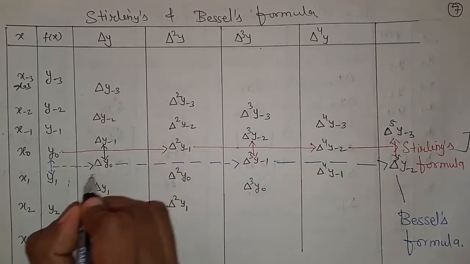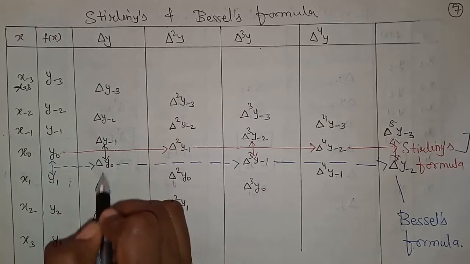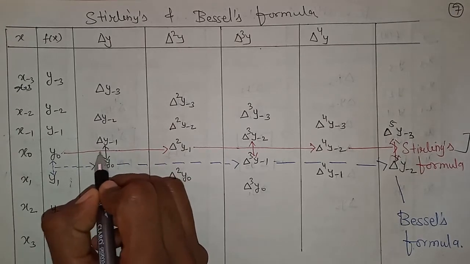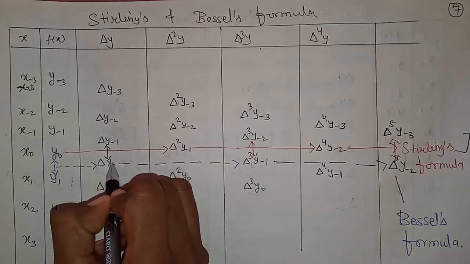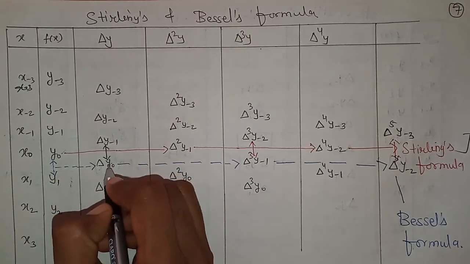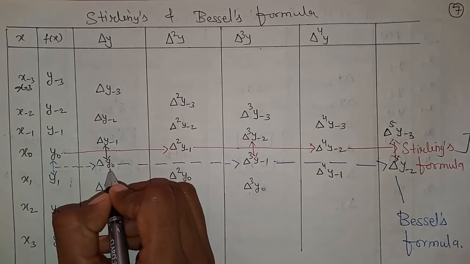But if we see carefully, this line passes in between these two values. Since it is not passing over these two values, we will add these two values and then divide by 2. So it will be the mean of these two values. This is what we have seen in the Stirling formula.